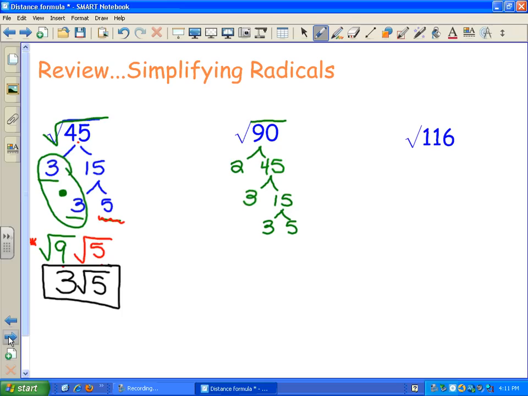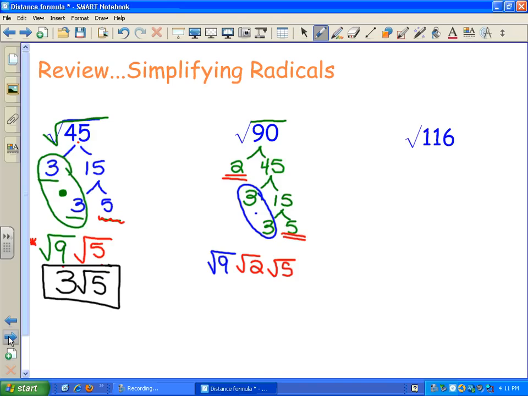I'm going to look for groups of 2. So here's a group of 2, and 3 times 3 is 9, so it's going to be the square root of 9. And then I have this 2 left over and this 5 left over. They don't have partners. So I have the square root of 2 and I have the square root of 5.